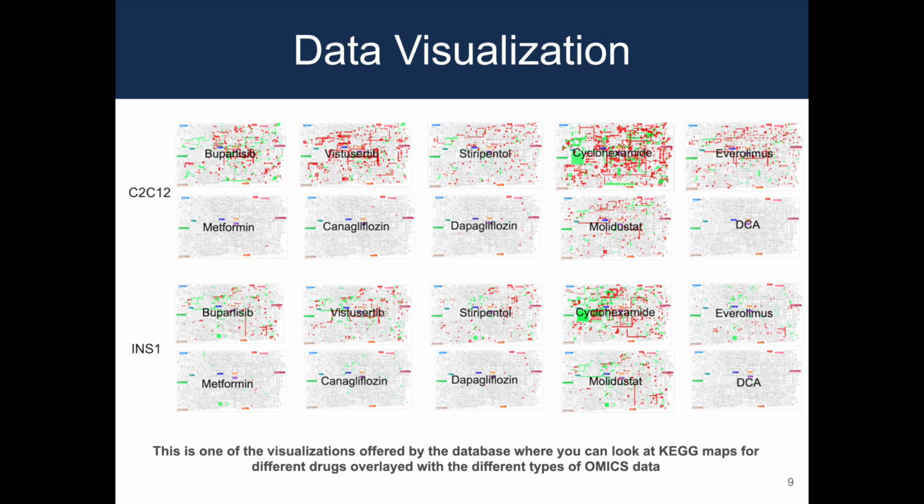Now let's briefly talk about the data visualizations offered by DMDB. DMDB has a multitude of data visualizations and analysis that it can perform. But here we are specifically looking at one of the visualizations offered by the database where you can look at KEGG maps of different drugs overlaid with different types of omics data, in this case specifically metabolomic and transcriptomic data. We will talk more about these KEGG visualizations in our forthcoming slides.